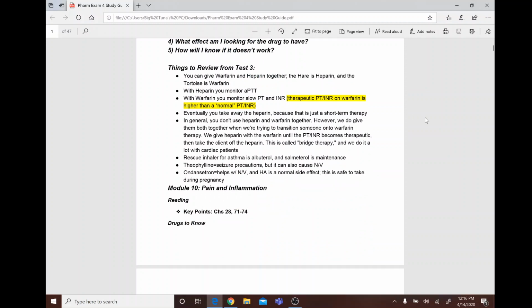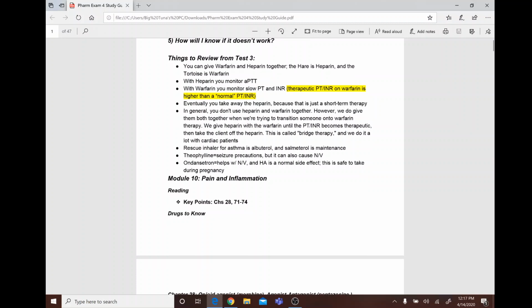Okay, reviewing the last 10 slides. Can you give warfarin and heparin together? The hare is heparin and the tortoise is warfarin. With heparin, you monitor aPTT. With warfarin, you monitor the slow PT and INR. Therapeutic PT INR on warfarin is higher than a normal PT INR. Eventually, you take away the heparin because that is just a short-term therapy.